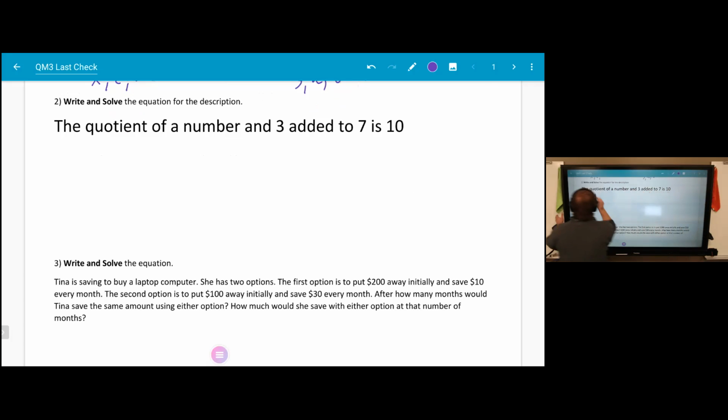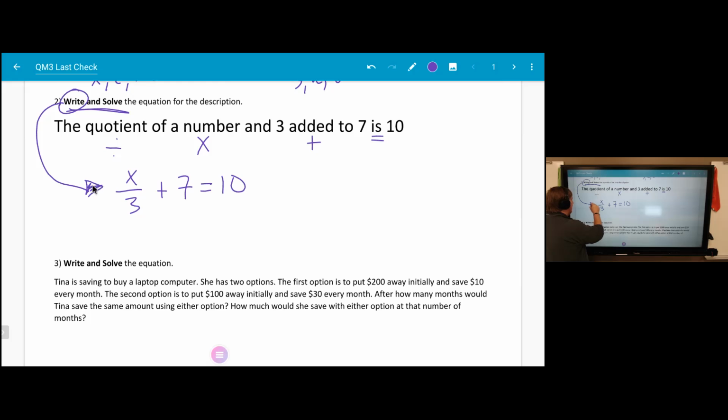Write and solve the equation for the description. Here's your 2 level. Make sure you do both of these things. The quotient, if you weren't sure, that's division. That is part of part 1 of QM3. The quotient of a number and 3, the number we don't know, we're going to call x. We've got 3 added to 7 is 10. So I've got division of x and a number, and then 3 added to 7 is 10. This is how you write this equation.